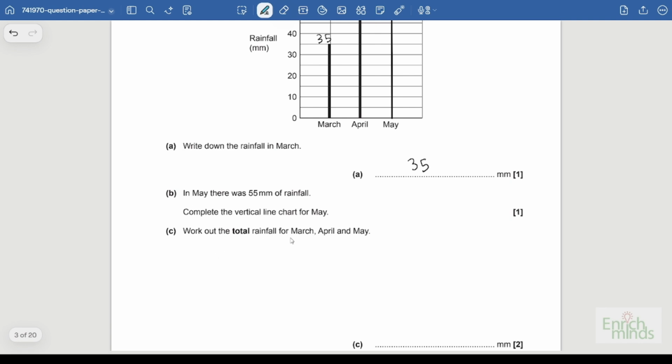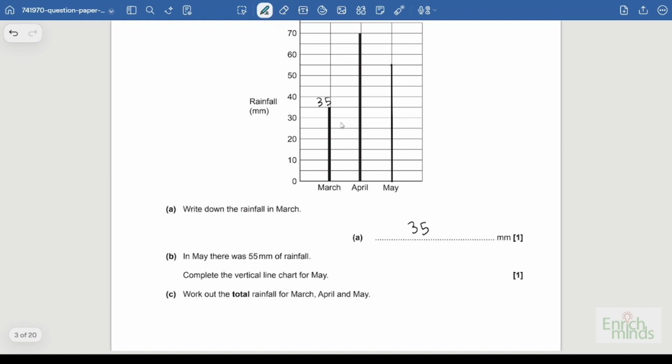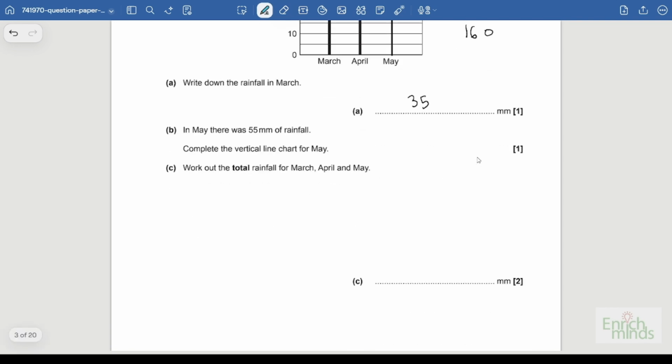Work out the total rainfall for March, April, and May. So the total rainfall for March, April, and May is 35 plus 70, and this is 55. So when I add them all together, I get 10, 11 plus 5 is 16, 160 millimeters.